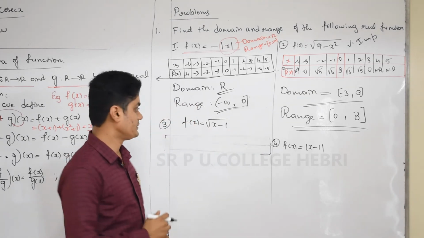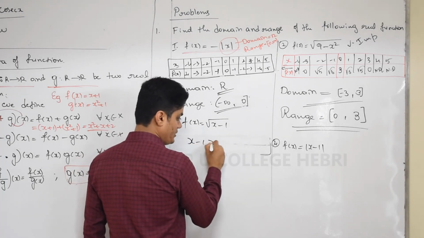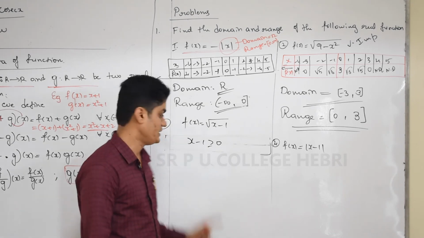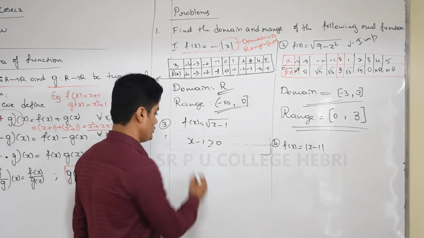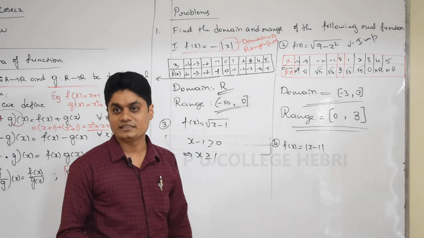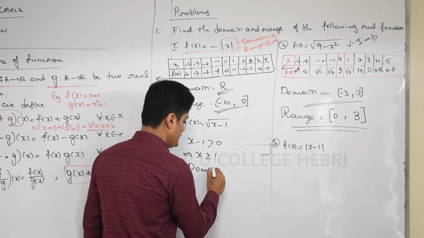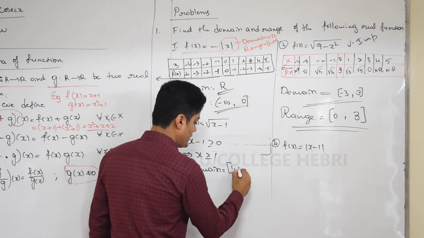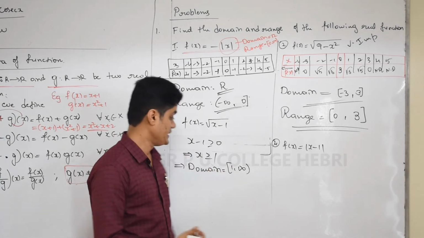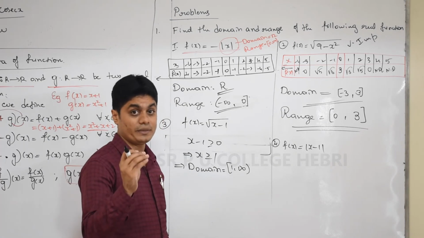Okay, the direct method is, you know that inside square root everything should be positive, and can it be equal to 0? It can be equal to 0 also. Now x minus 1 is greater than or equal to 0, so this implies x is greater than or equal to 1. The values of x are nothing but the domain, so domain is starting from 1 and reaches to infinity. Like in the first quiz you learned inequality, x is greater than or equal to 1 means it is 1 to infinity, and it represents the domain of the function.